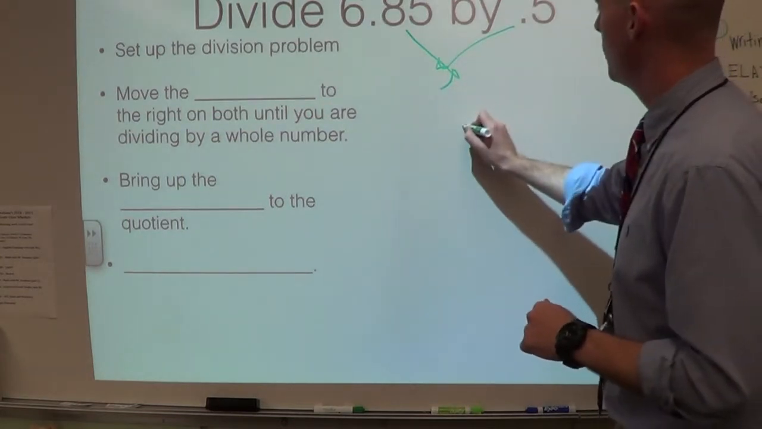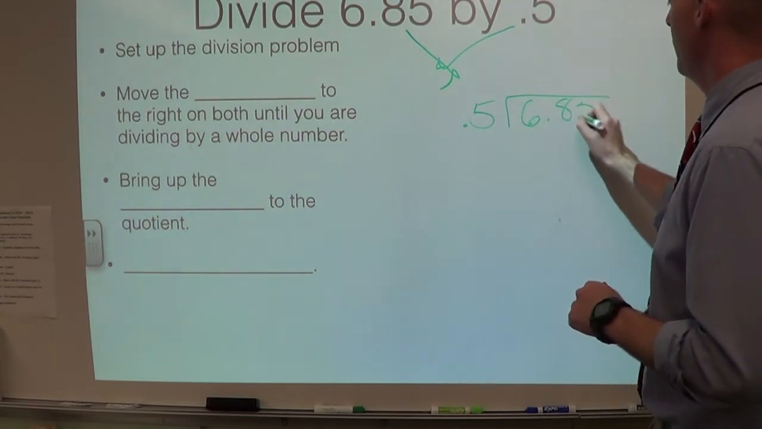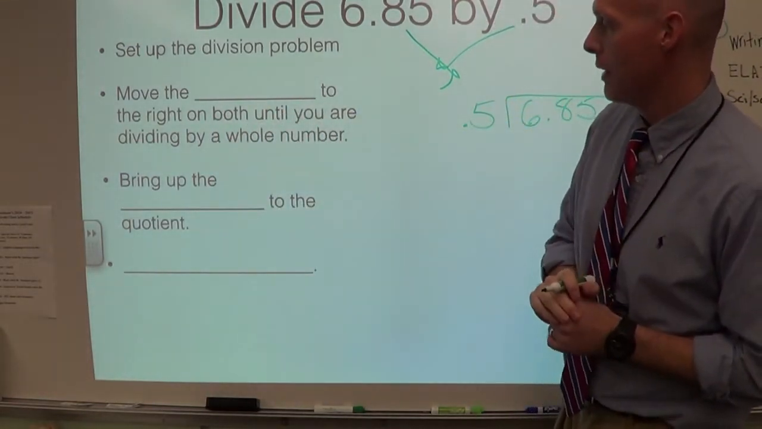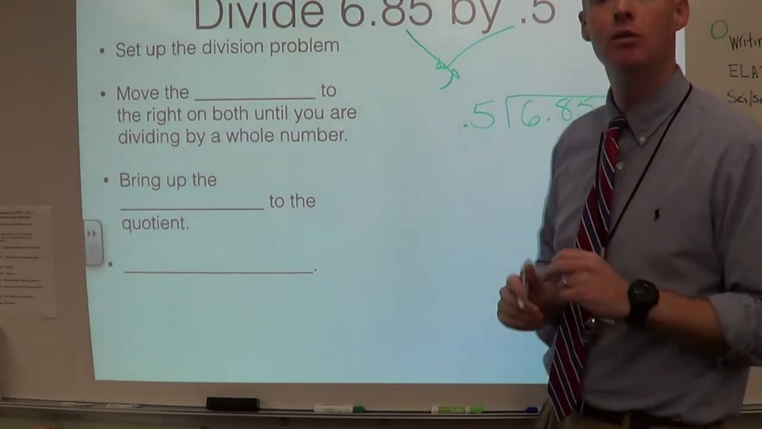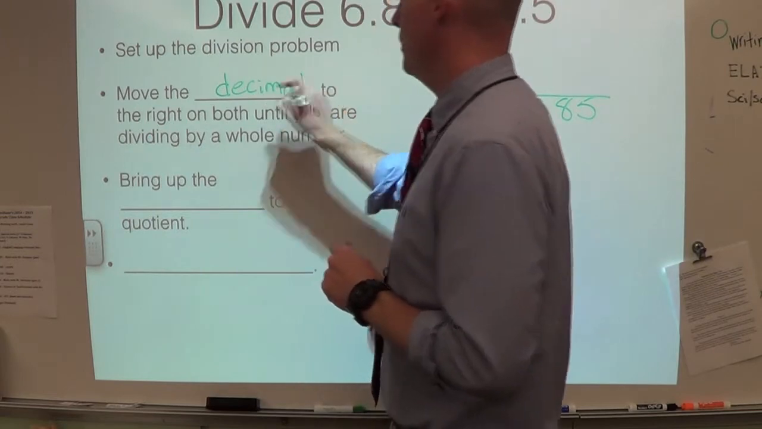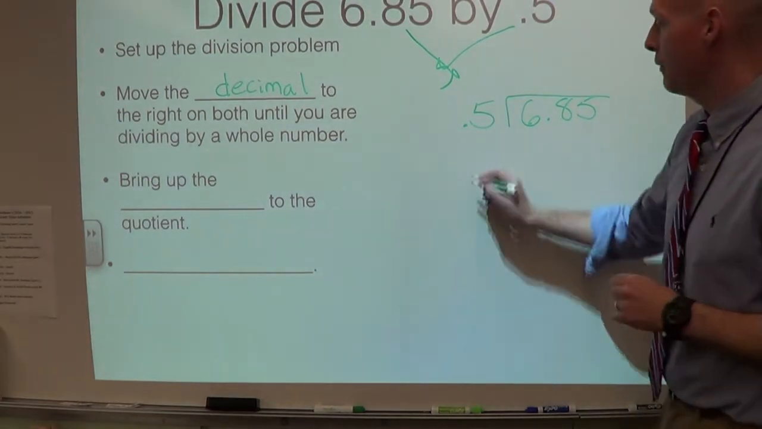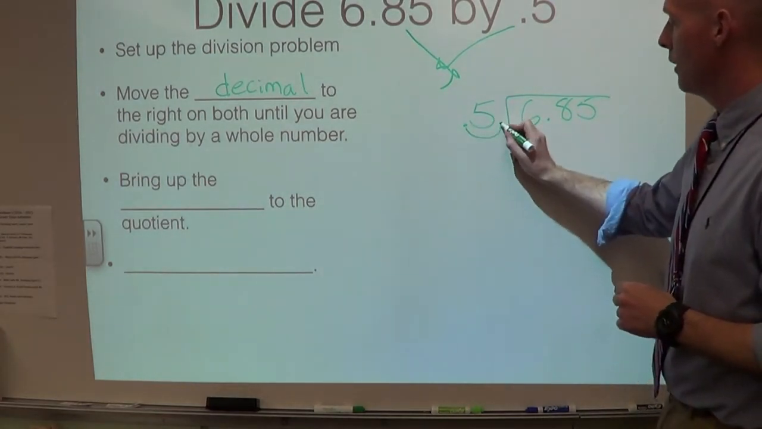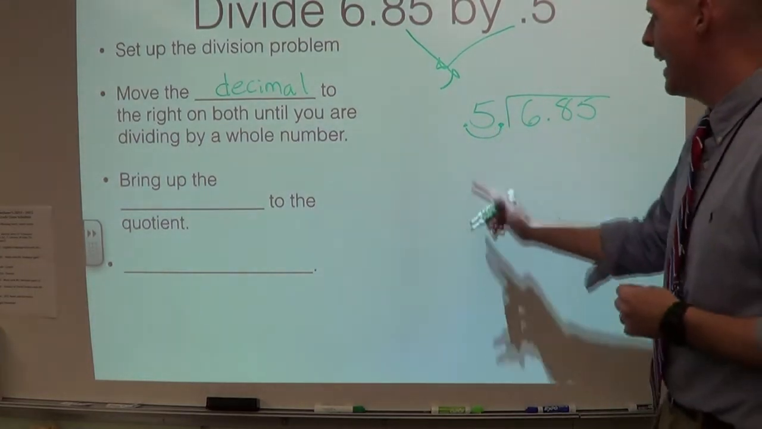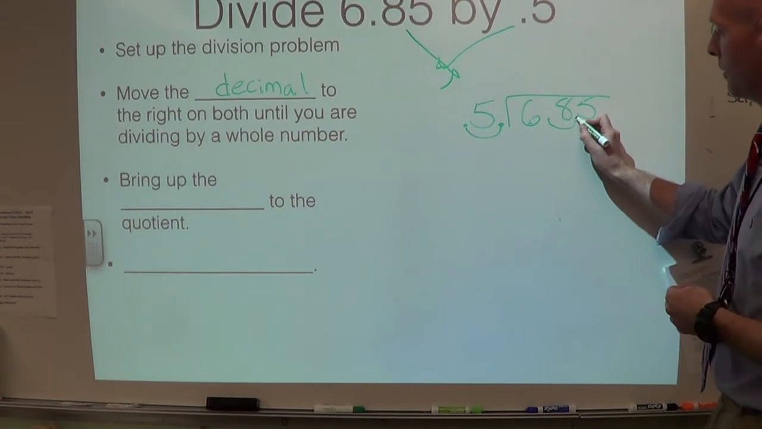Remember, we put 5 on the outside and 6.85 on the inside. Okay, next, move the decimal to the right on both until you are dividing by a whole number. So what we're going to do is move the decimal. Here's what I mean. Notice the decimal is on the left-hand side of the 5. We're going to move it once over so that it goes there. Now we're dividing by a whole number, which is 5. Now if you moved it one time here, you also have to move it one time here.